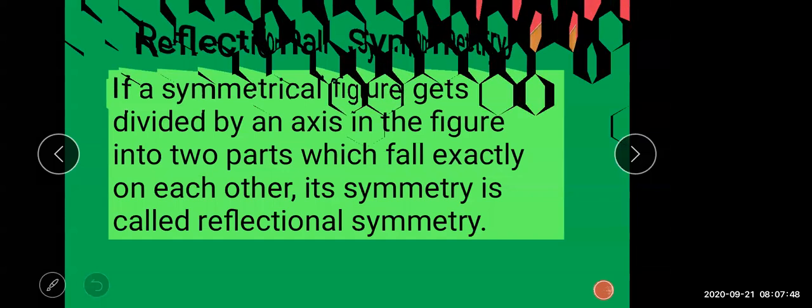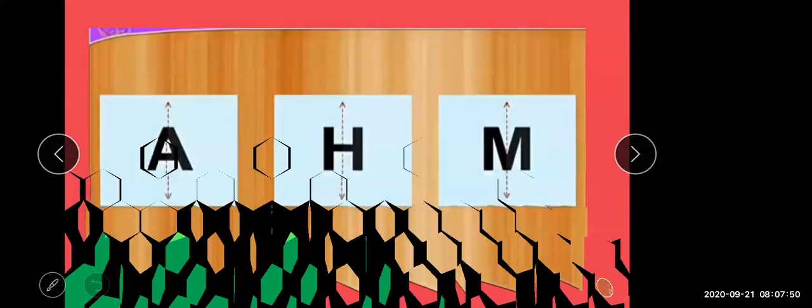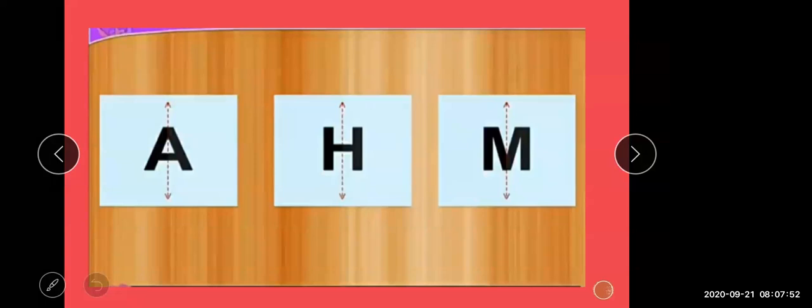Look at some examples of reflectional symmetry. See the alphabet A. If we fold the A on paper, given A, look here. A is there. If you fold the left side onto the right side, we will get the axis, or one line is there. Look here, this line.